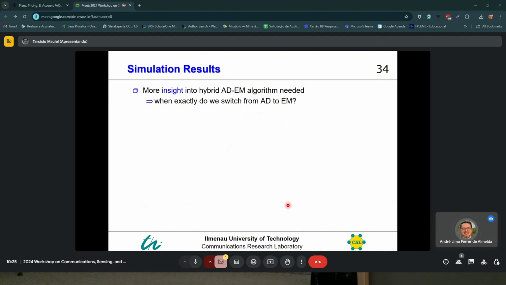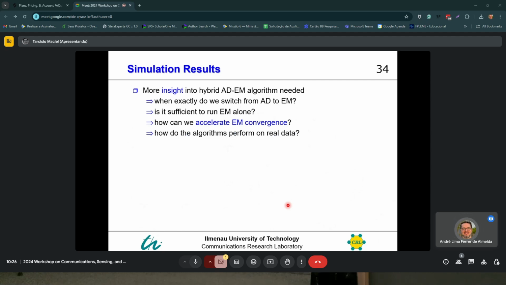So when exactly do we switch from AD to EM? Is it sufficient to run EM alone? How can we accelerate EM convergence? So Joseph will talk about that. How do the algorithms perform on real data? Joseph will also look at that.